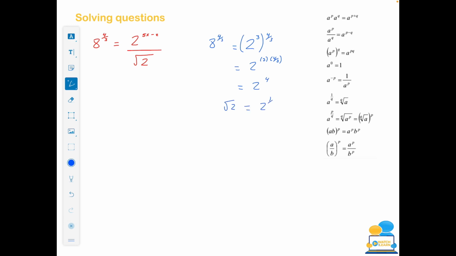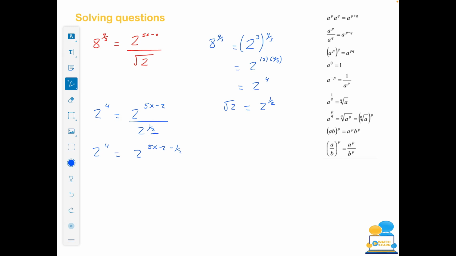Similarly with the square root of 2, this is the rule you need to learn off. That's 2 to the power of a half. Now I'm going to rewrite my question. Instead of 8 to the power of 4 over 3, I'm writing 2 to the power of 4 is equal to 2 to the power of 5x minus 2 all over 2 to the power of a half. Now I look at my rules again. We see we have a division. The bases are the same, so we can go ahead and use that rule. So it'll be 2 to the power of 4 is equal to 2 to the power of 5x minus 2 minus a half.